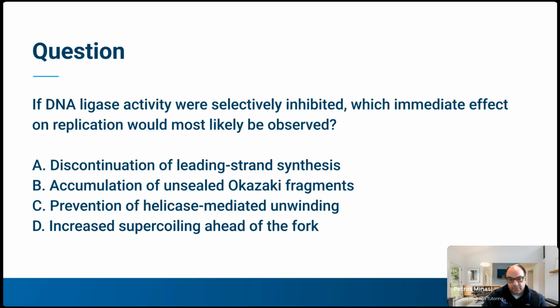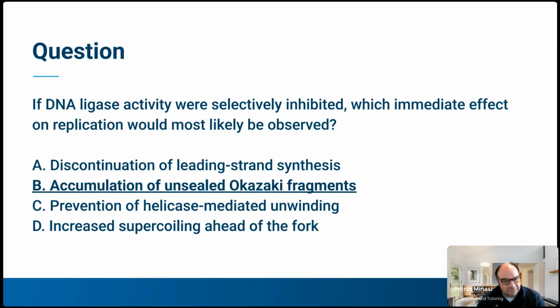For some reason, it didn't show that it's highlighted. There it is. Okay. That is your correct answer, right? That is the one that is going to get you the points. Go through the other ones though, just for fun. Discontinuation of the leading strand synthesis. Ligase isn't going to have anything to do with the leading strand synthesis, right?